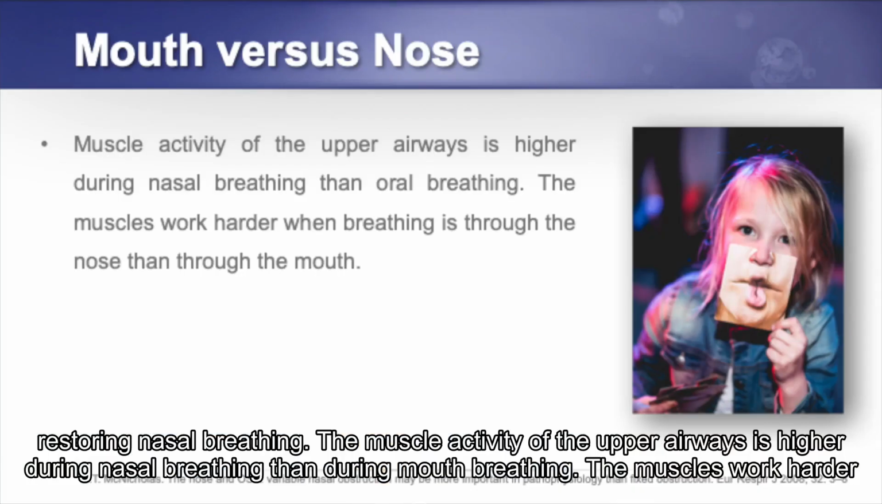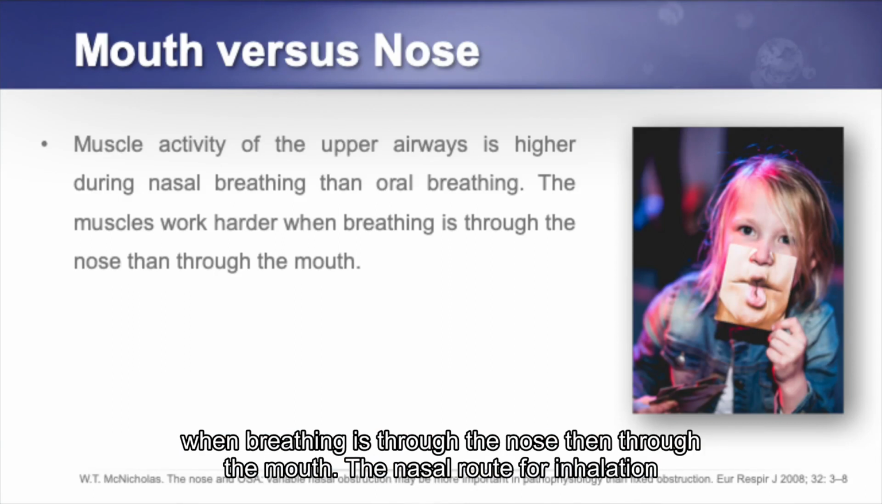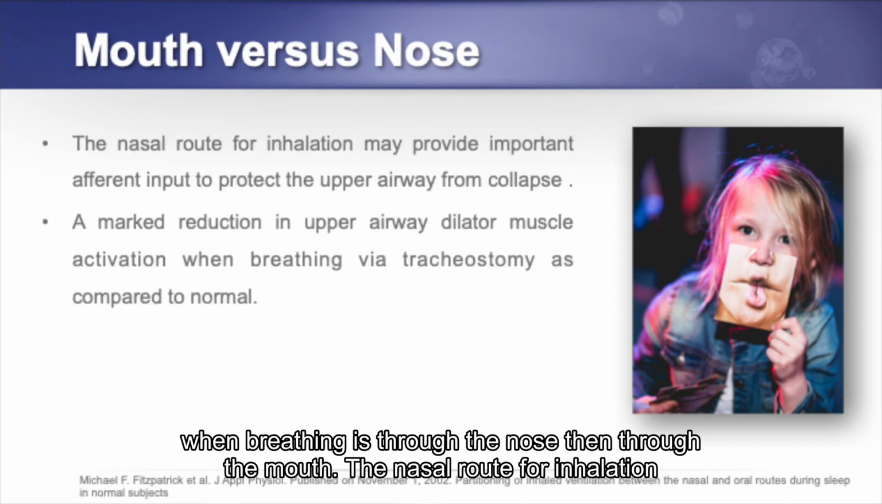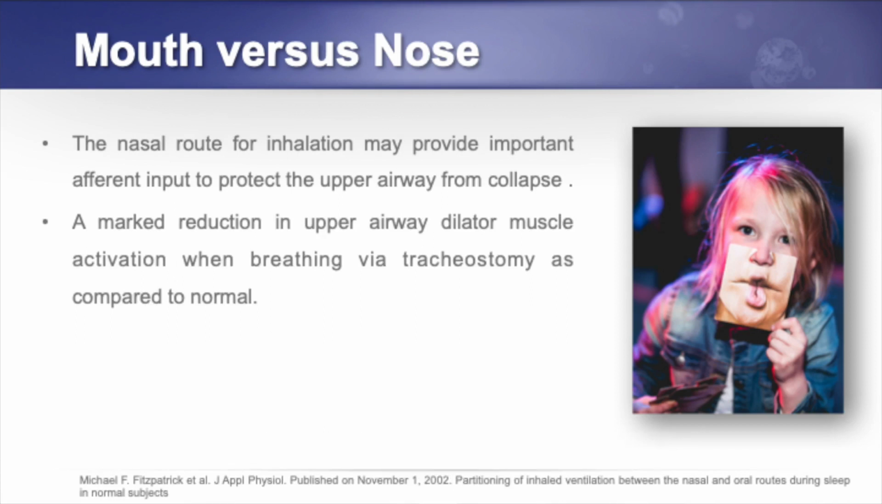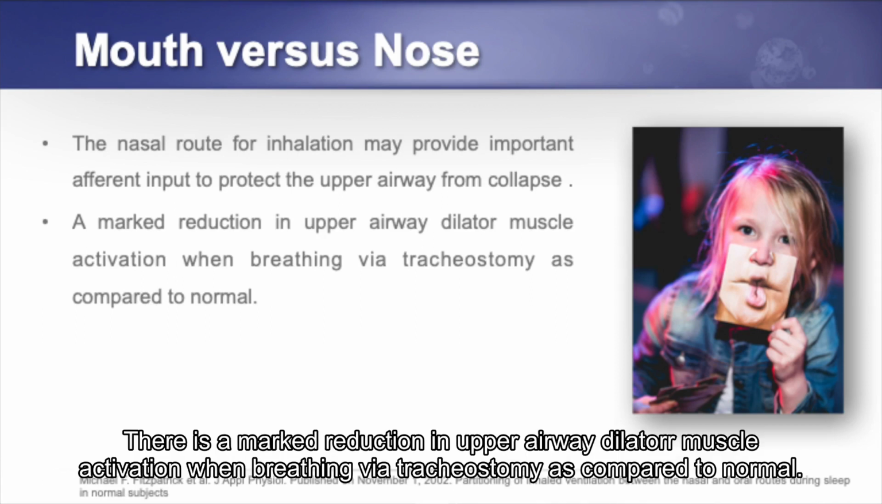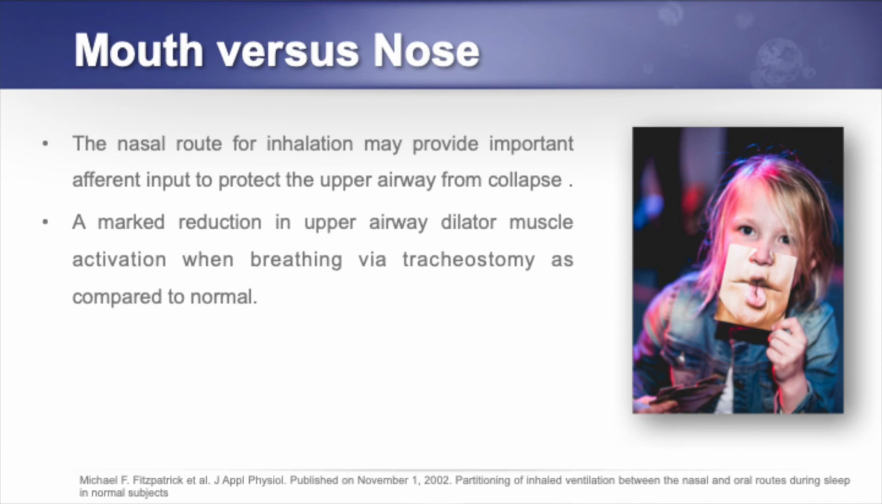The muscle activity of the upper airways is higher during nasal breathing than during mouth breathing. The muscles work harder when breathing is through the nose than through the mouth. The nasal route for inhalation, it may provide important afferent input to protect the upper airways from collapse. There is a marked reduction in upper airway dilator muscle activation when breathing via tracheostomy as compared to normal.